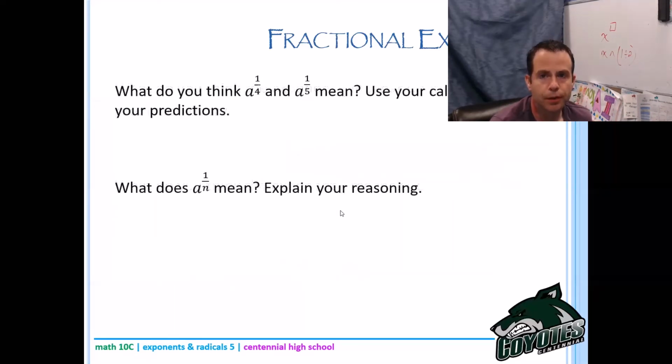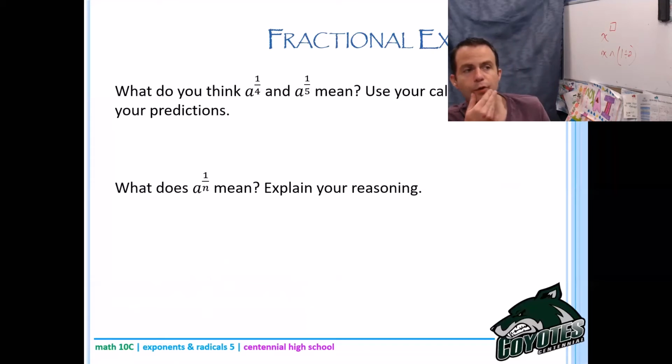So, what do you think a to the 1/4 means, and what do you think a to the 1/5 means? Well, probably a to the 1/4 means the 4th root of something, and a to the 1/5 means the 5th root of something. If you want to check that out, think about a perfect 4th number. So how about 16? 2 to the 4 is 16. So if you took the 4th root of 16, you would get 2. So go 16 exponent 1/4 and see if you get 2.